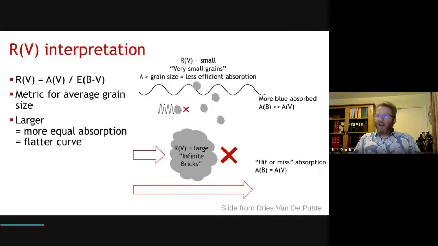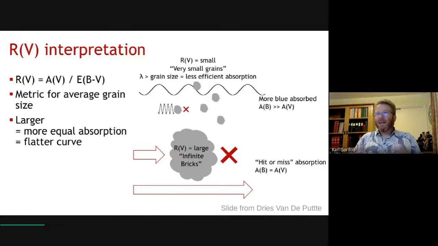So one of the things I'm going to talk a lot about, and you may have heard about, is RV, right? We use RV as a shorthand for information about dust grains. And really RV is this total to selective extinction. It's just AV over E(B-V). So AV is a measurement of the total dust column, and E(B-V) is the difference in extinction between those two wavelengths. And we say that's a metric for the average grain size.